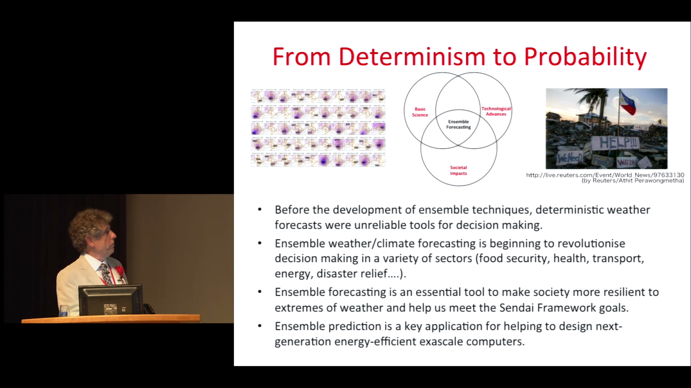Before the development of ensemble techniques, deterministic forecasts were really unreliable tools for decision making. The example with the October storm is a good example. It's unreliable. But ensemble forecasting is now beginning to revolutionize decision making. I talked about disaster relief, but there are many areas: food security, health, transport, energy, financial. There are many financial decisions as well. It's an essential tool to make society more resilient to extremes of weather and help us meet the Sendai framework goals.